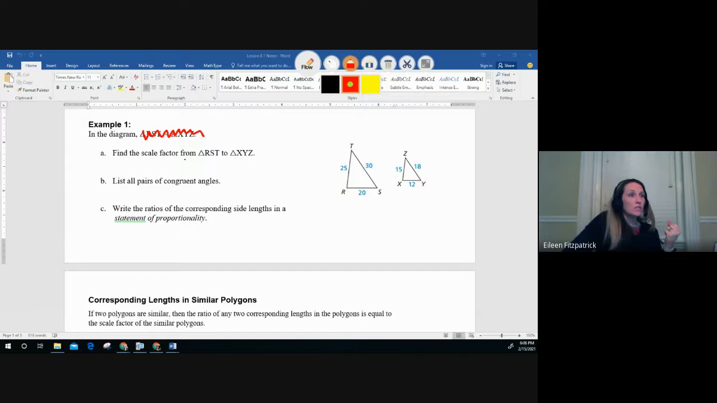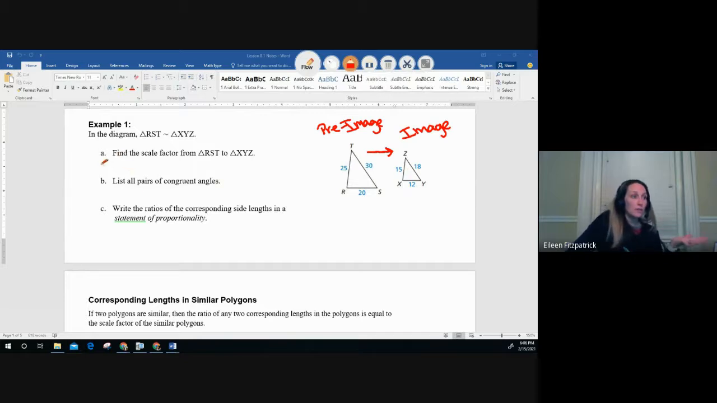We want to know what the scale factor is from RST to XYZ. Think of it this way: this is my pre-image and this one is my image. What is the scale factor that maps this one onto this one? I want to know what I have to multiply these values by so that they equal those values. What do I have to multiply 25 by so it equals 15?